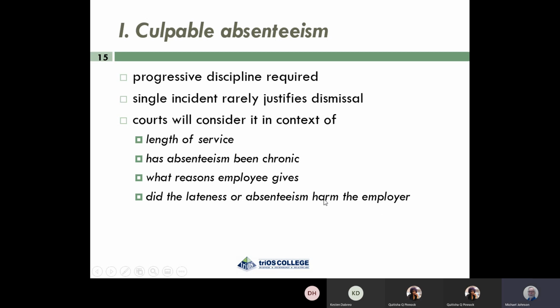Did the lateness or absenteeism harm the employer? This you must take into consideration because yes, a customer phones, can't get a hold of you. You're the only one who can deal with it. That customer can go somewhere else. It's their money. They don't need to deal with you.